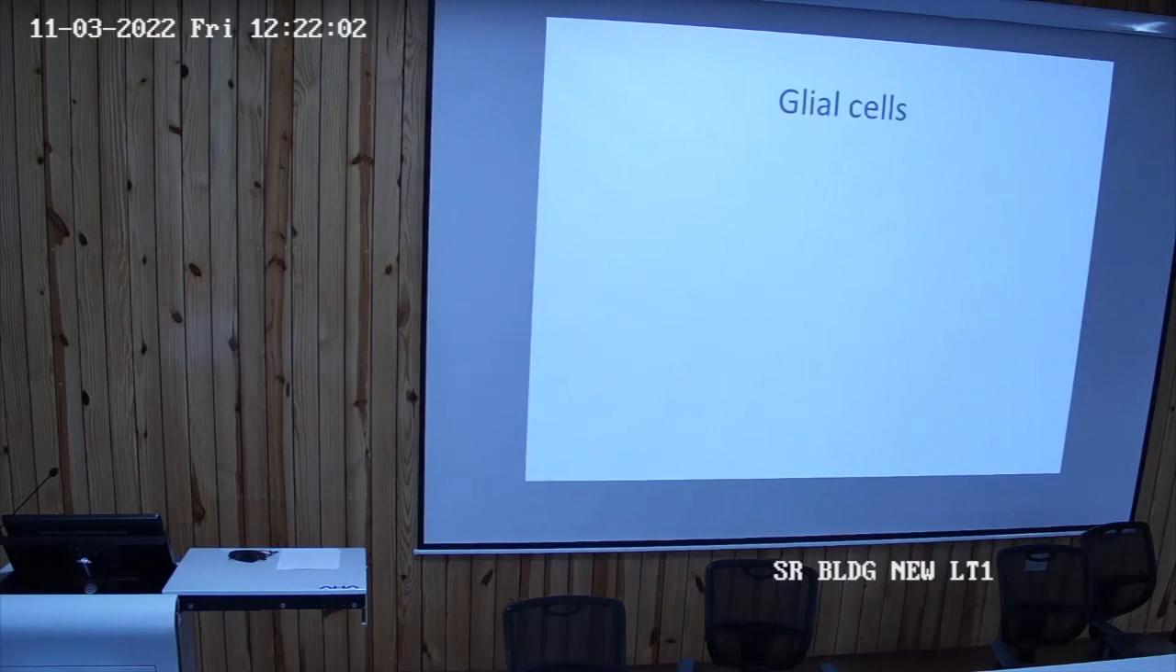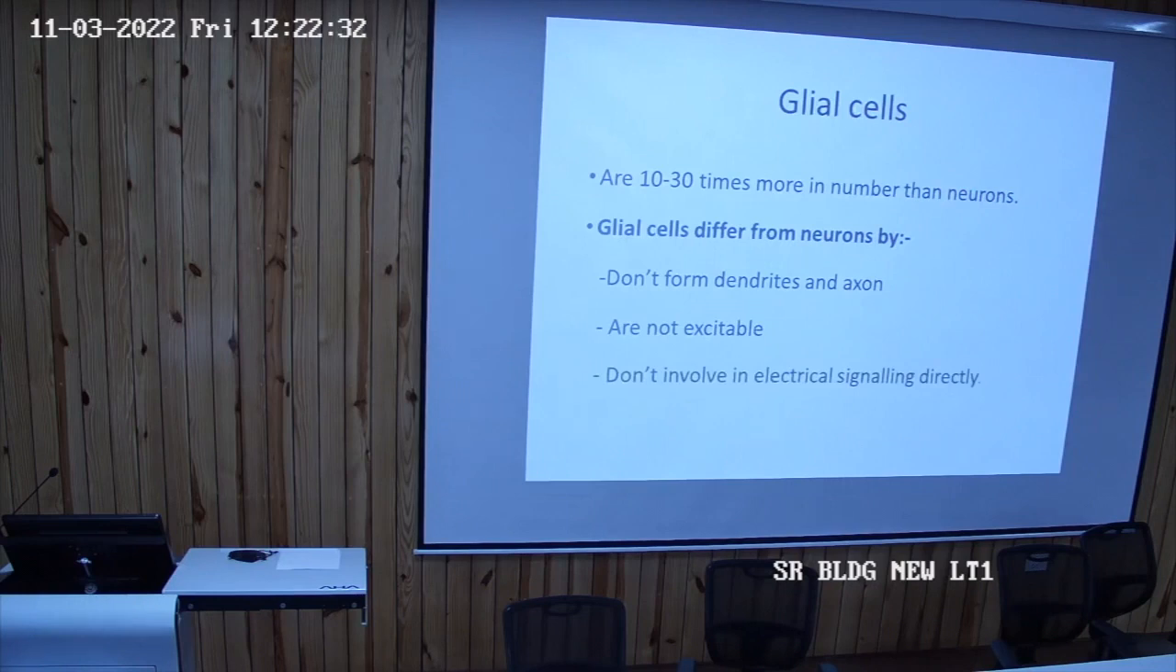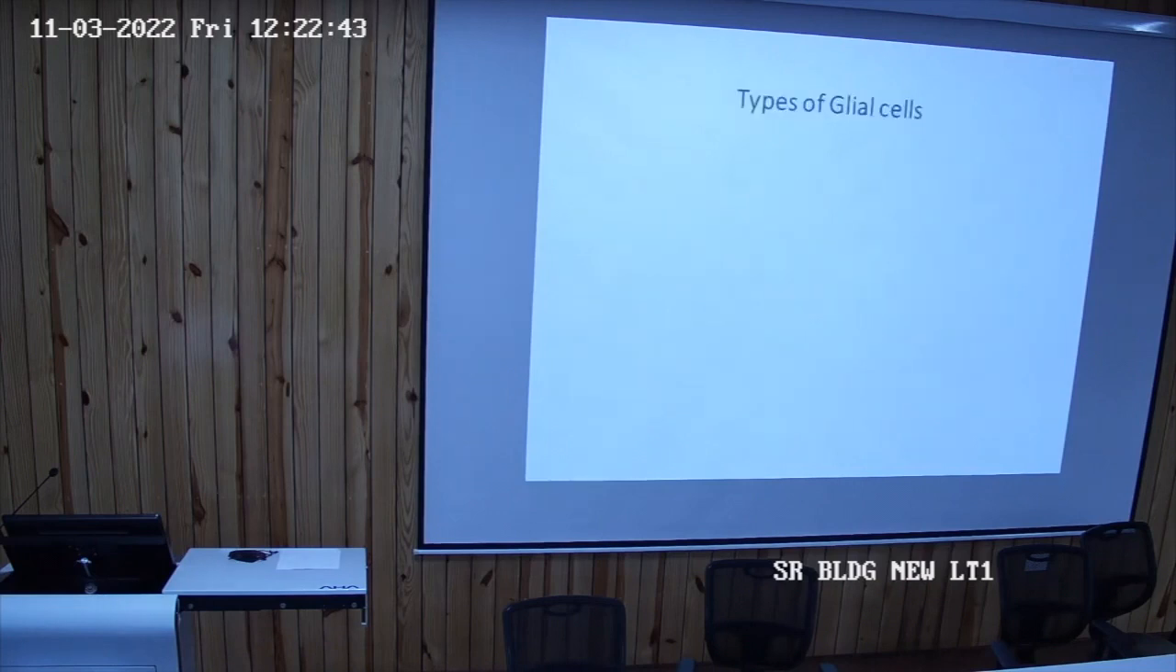Then I have told you that along with the neurons there are supporting structures, the glial cells. There are different types of glial cells, around 10 to 30 times the number of neurons, and they differ from neurons. They do not form dendrites or axons, and they are not excitable as we discussed. Neurons are excitable, but glial cells have no electrical signaling activity and are not involved in action potential transmission. In this way the glial cells differ, but they are very important.